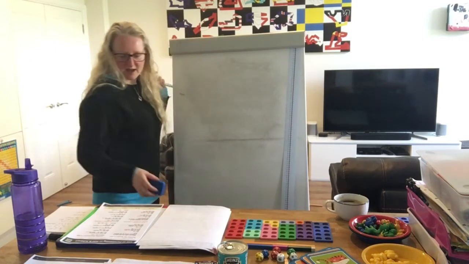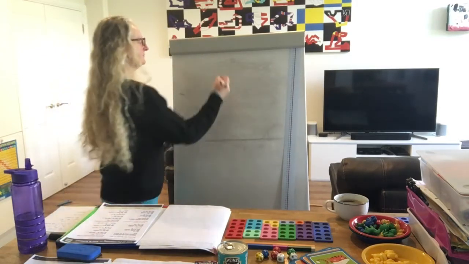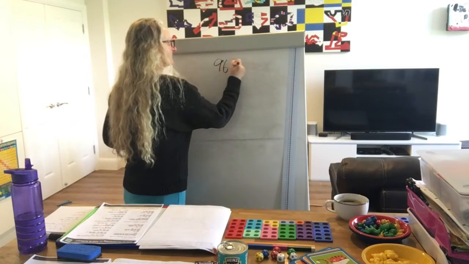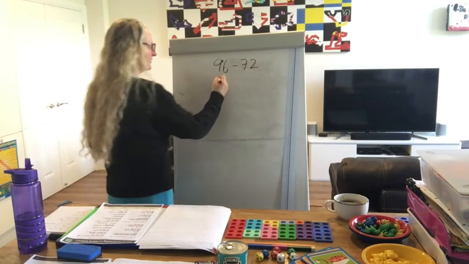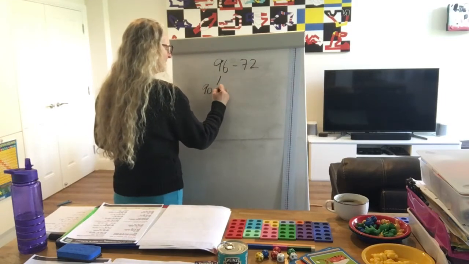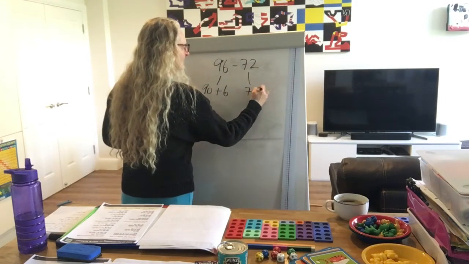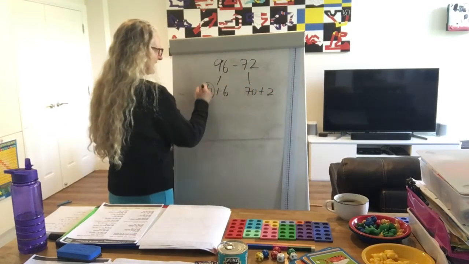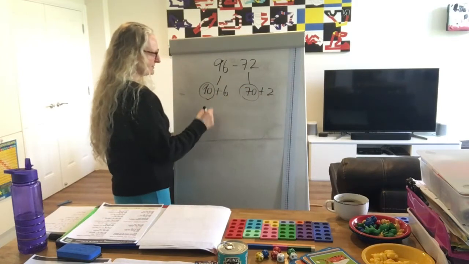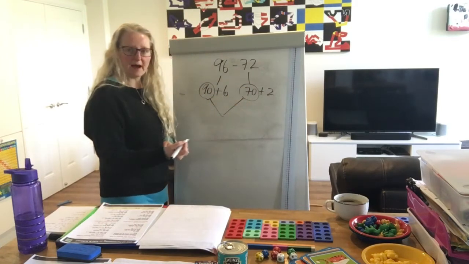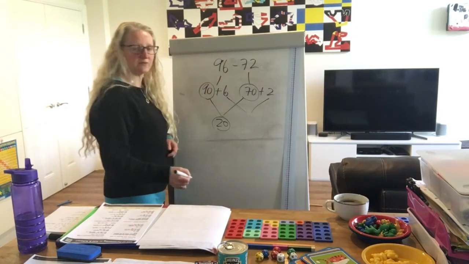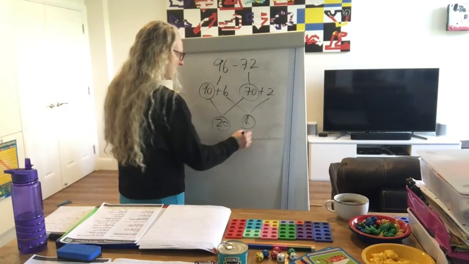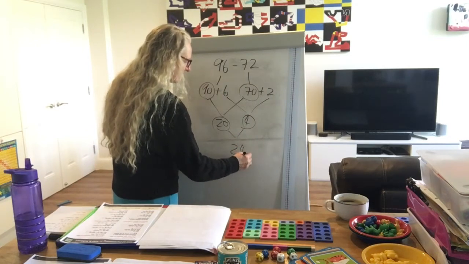Okay. So the next one is 96 minus 72. I'm going to do it this way: 90 plus 6, 70 plus 2. I take away 70 from 90, I can count back and I get 20. I take 2 from my 6, I get 4. I put my number back together and I get 24.